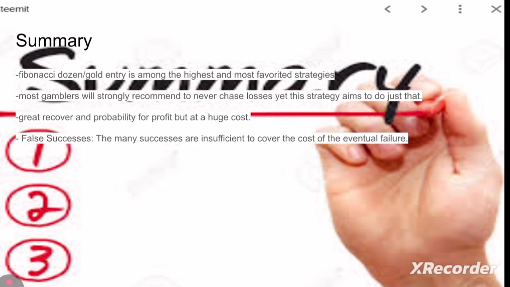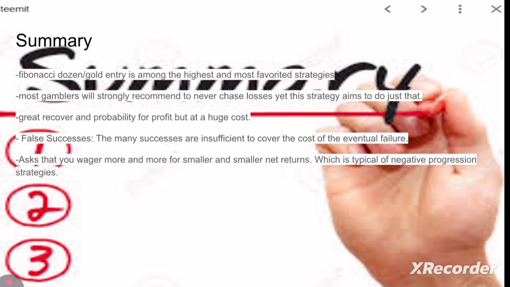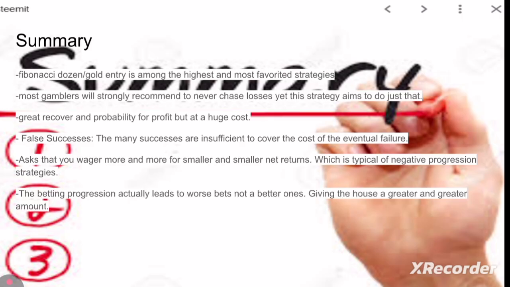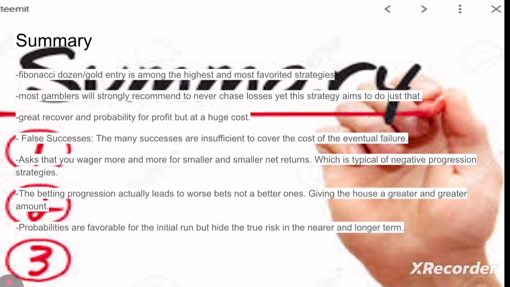You have a lot of successes, right? It makes you feel like you're a winner. The problem is all those wins are really, really small, and they are not going to be sufficient to cover the eventual loss. It asks you to bet even more and more and more to get less and less in return. That's very typical of a negative progression strategy. The betting progression actually leads to a worse bet overall than all the other bets the casino is offering. This gives the house even a greater amount of your money. The probabilities favor the initial run, but it hides the true risk of what actually happens in the long run.